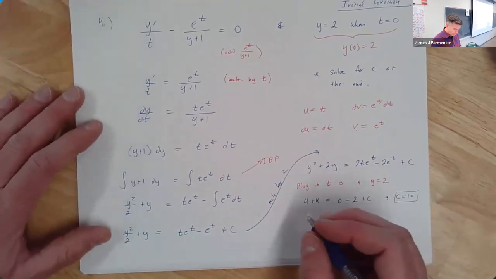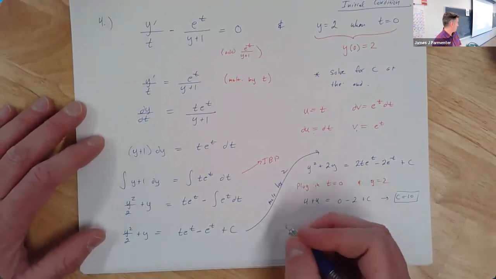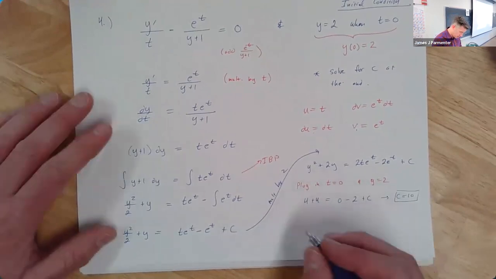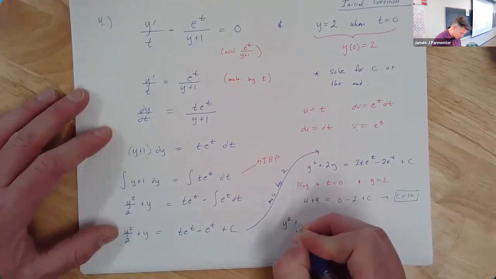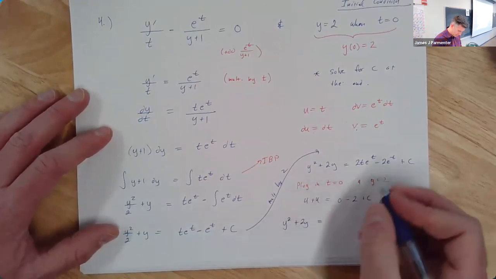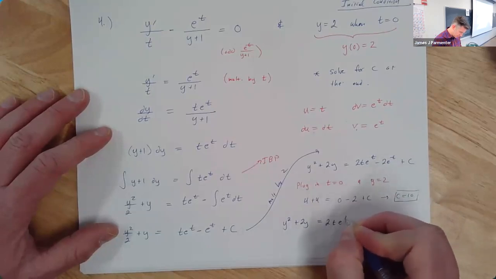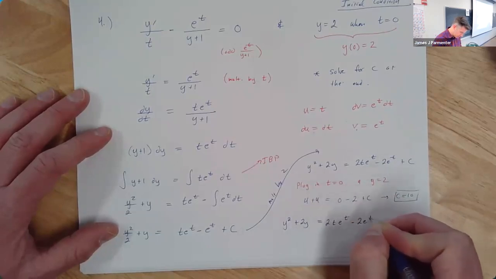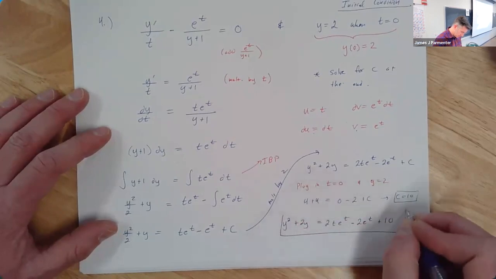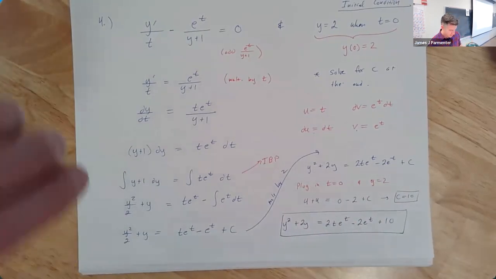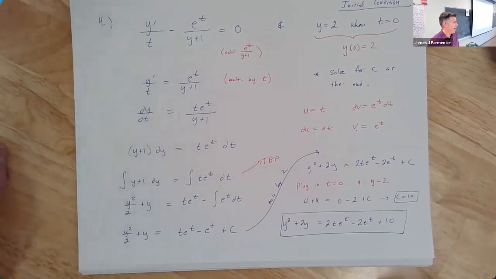So it's often fine if it's difficult, or sometimes impossible, to solve for y. You can leave it implicitly as y squared plus 2y equal to 2t e to the t minus 2 e to the t plus 10. That would be okay. I will mention you can solve this. It's kind of tricky. You could do it one of two ways. I don't want to do it that way. There's a really terrible way you could do it.